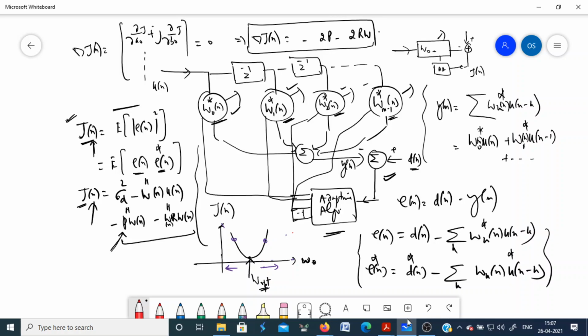Let us suppose that we start from here, that this is the initial weight assigned to this coefficient w0. At the next time I should move in this direction because I have to reach here. At the next iteration my error should be this much, it should be minimized. It means I have to move in the direction which is the negative of the gradient. If the point is here and I find its gradient, it is positive, so I have to move in the negative direction. If my initial guess is here and I find its gradient, it is negative, which means my solution is here and I have to move in the positive direction.